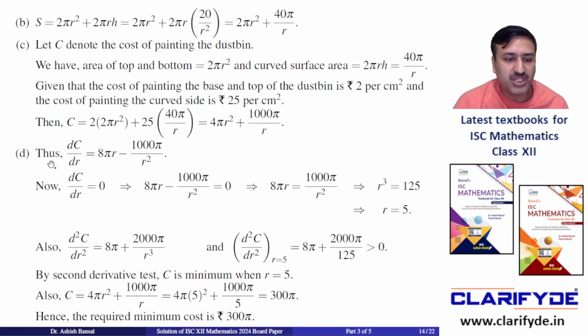Now we have to find the minimum cost. So we first compute the derivative of C with respect to r. We get this value. Put dC by dr equal to 0 to get r equal to 5. Then compute the second derivative of C with respect to r and its value at r equal to 5, which turns out to be positive. So by second derivative test, we can say that C is minimum when r equal to 5 and the corresponding value of C can be identified as 300 pi. Hence the required minimum cost is rupees 300 pi, the answer.